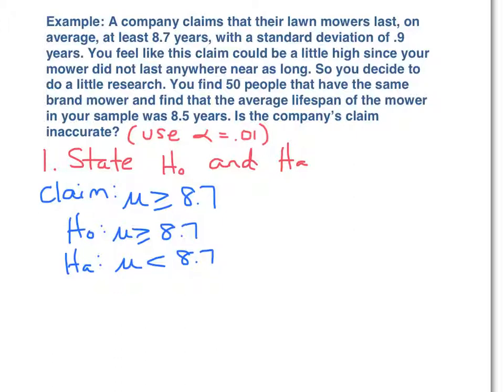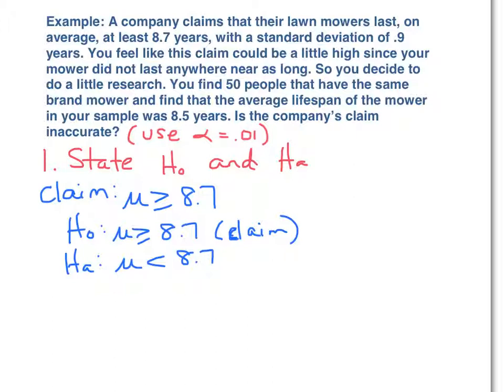So the idea is, for us to be able to test this, we have to take a sample. We can't test all the lawnmowers, so we take a sample of 50, and we figure out what the average lifespan is for those 50. And it came out to be 8.5, so it definitely didn't come out to be greater than 8.7, but that doesn't mean that we can reject H sub 0 or reject the claim. It might not be far enough away from 8.7 to really say that we have enough evidence that it's not true. So I'm just going to label this one as my claim so that I know in the end, if I make a decision to reject H sub 0, I know if that means I'm going to support my claim or not.